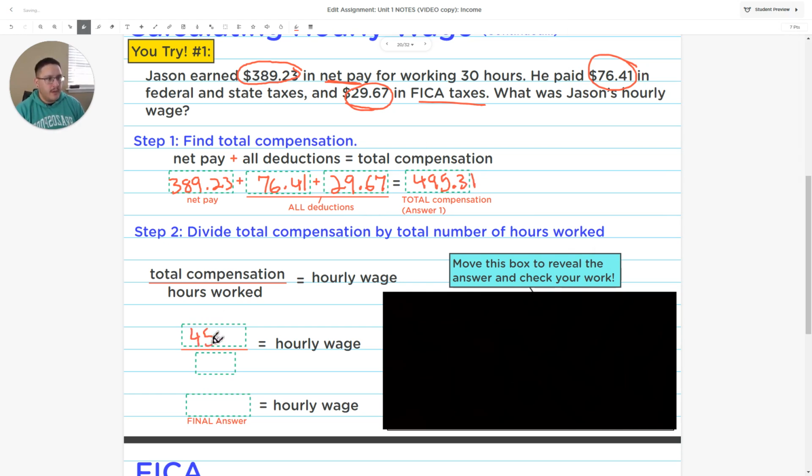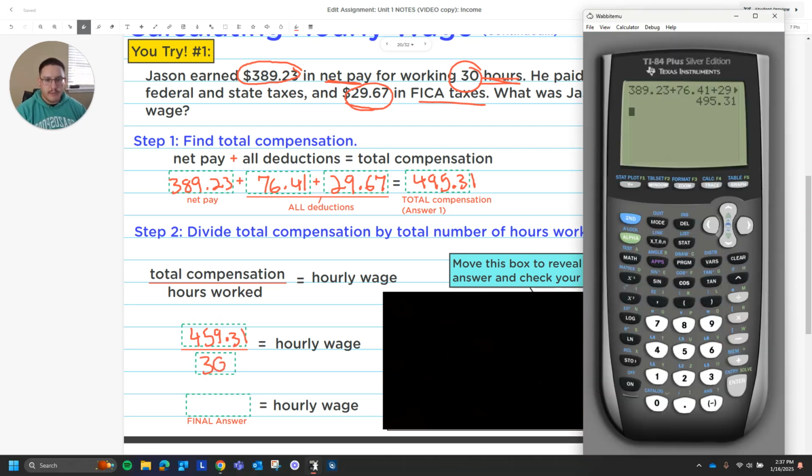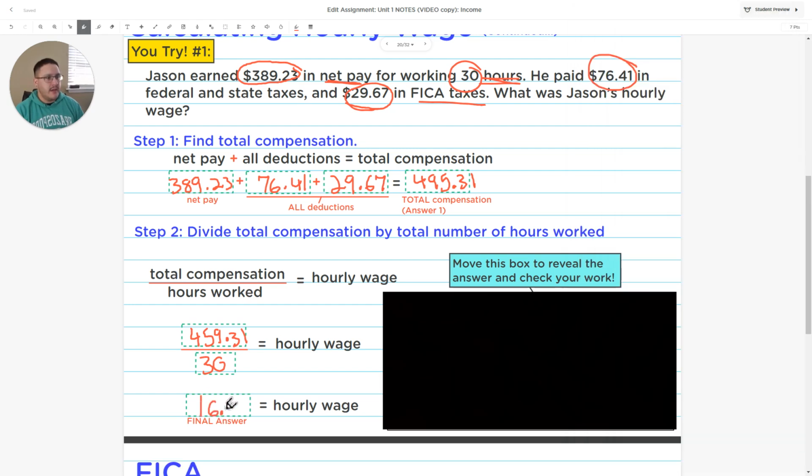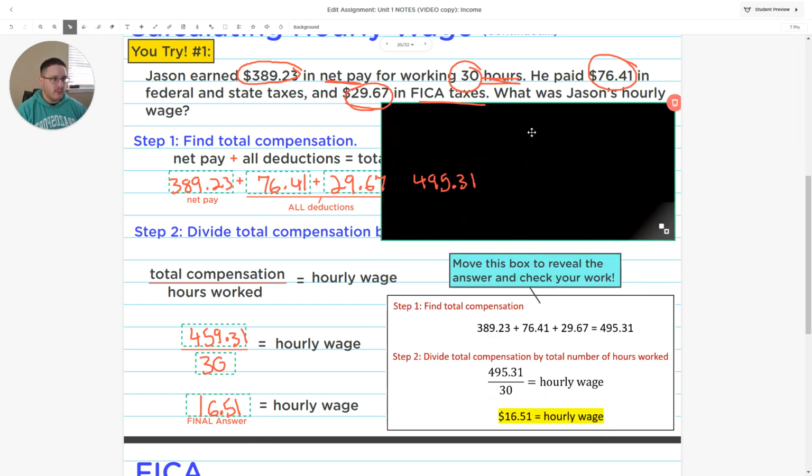So now, to figure out the hourly wage, I'm going to take my total compensation and divide it by the amount of hours that Jason worked, which in this case is 30 hours. So this number divided by 30, rounded to 2 decimal places, should be $16.51 per hour. Let's move the box and make sure. And yes, we are correct.